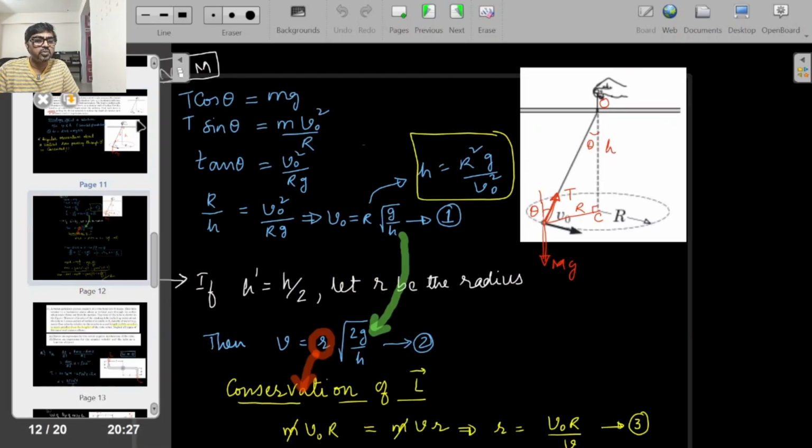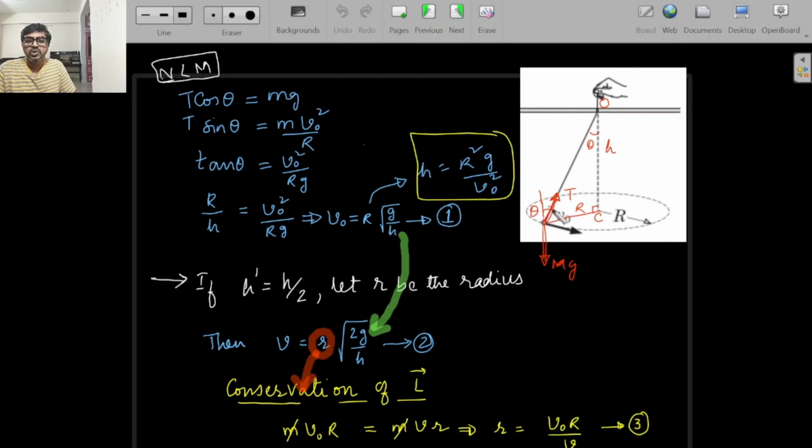First, applying Newton's law. Simple, one particle is there, you have tension and mg. Tension is resolved into components: vertical component T cos theta, horizontal component T sin theta. The particle moves in a horizontal plane, so vertical acceleration is neglected. So T cos theta balances mg, that is vertical equilibrium. Horizontally, T sin theta produces the centripetal acceleration, so T sin theta equals m V0 squared by R.